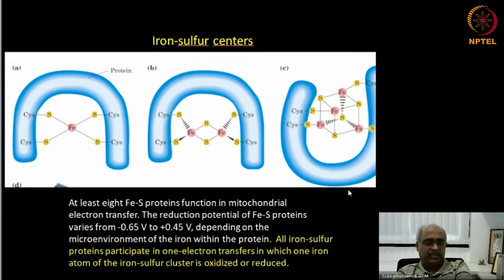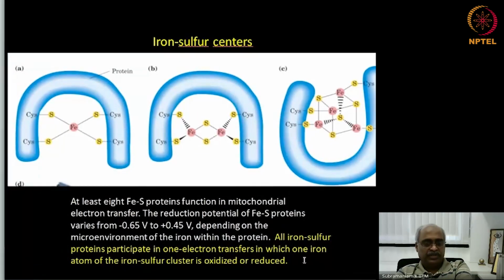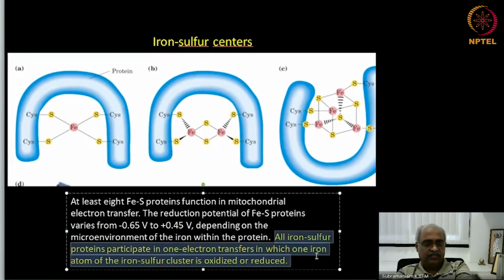And there again, the reduction potential varies depending on the microenvironment of where this iron is located in the protein. And these proteins, as highlighted here, they participate in one electron transfers. They accept 1, donate 1. Okay.